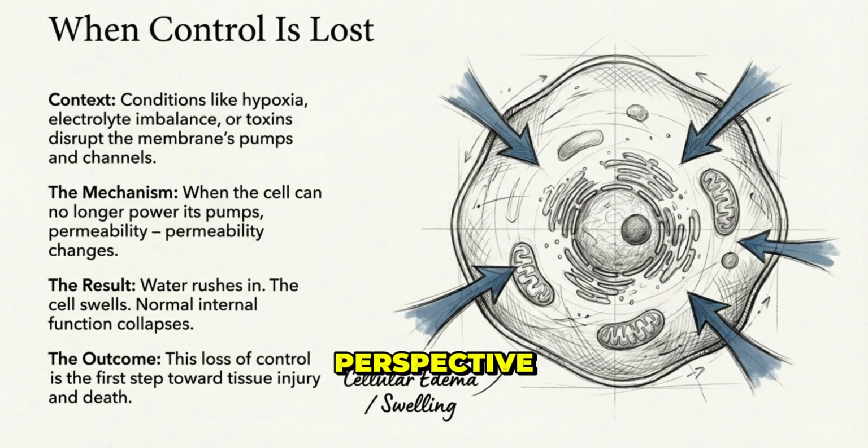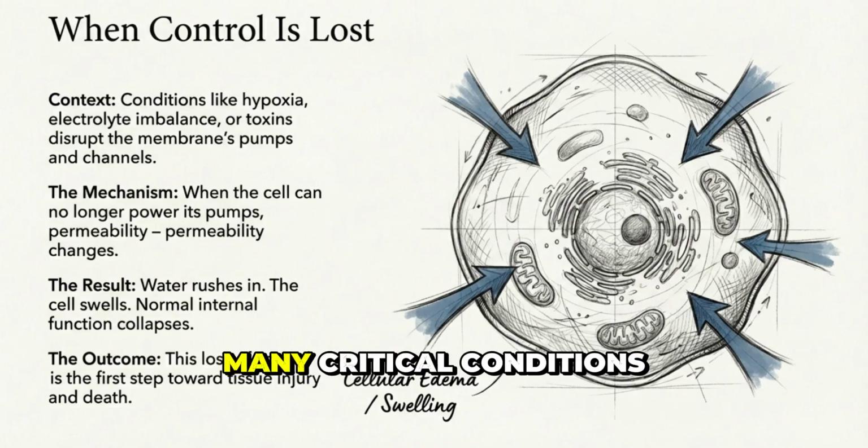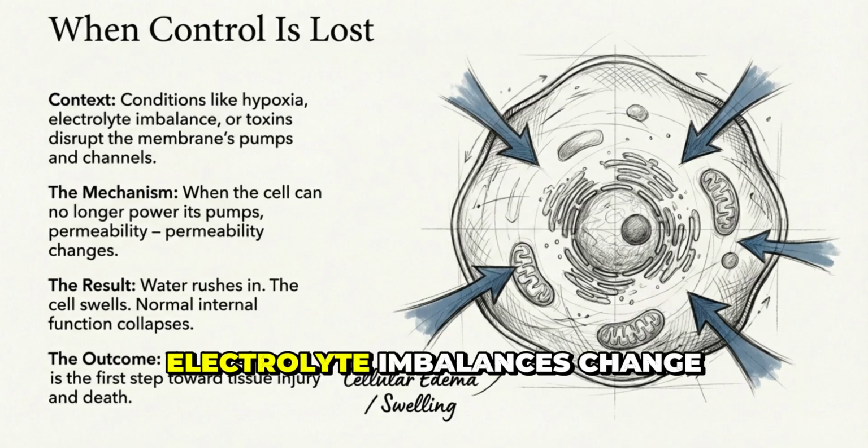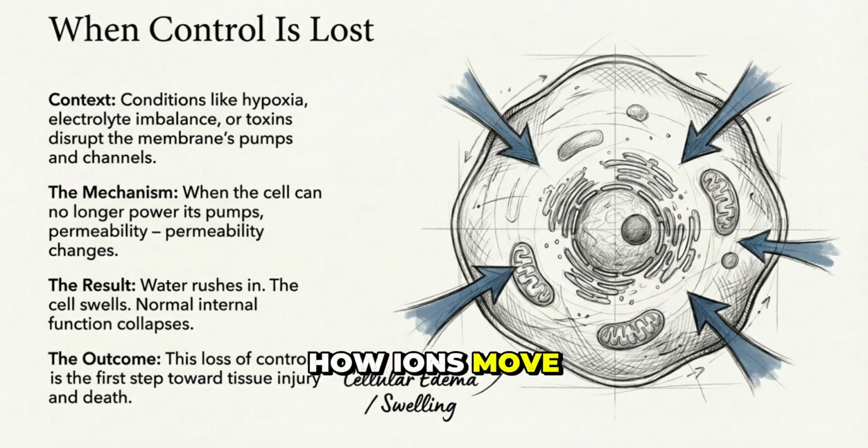From an EMS perspective, this matters because many critical conditions disrupt membrane control. Hypoxia reduces the cell's ability to power its pumps. Electrolyte imbalances change how ions move. Toxins and medications can alter membrane function. When permeability is lost, water rushes in, the cell swells, and normal function breaks down.